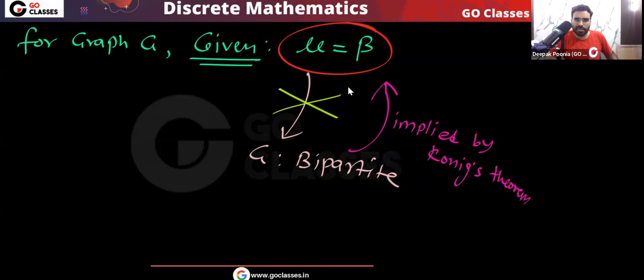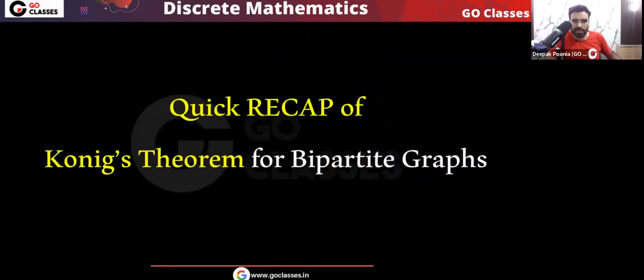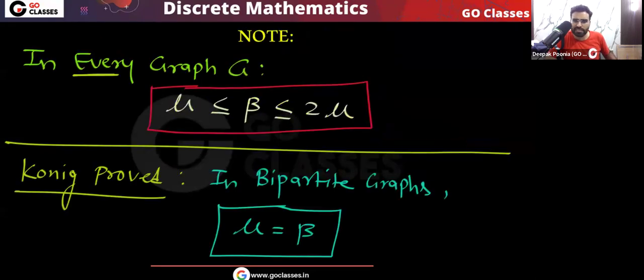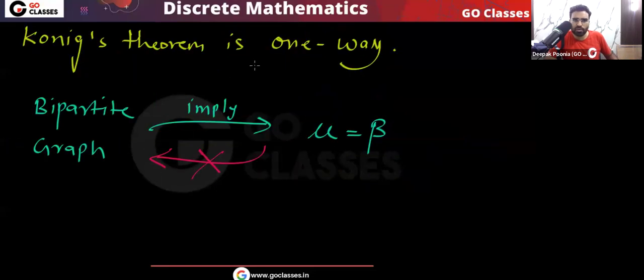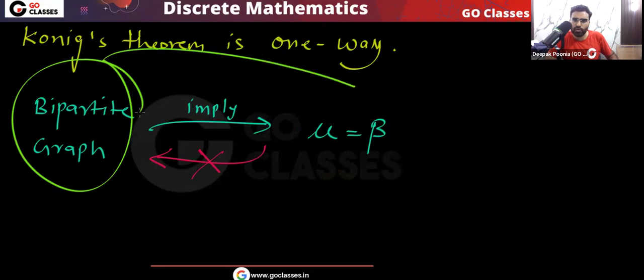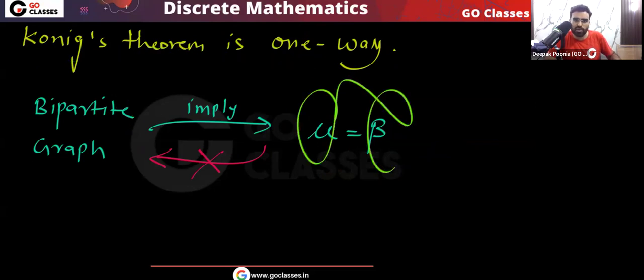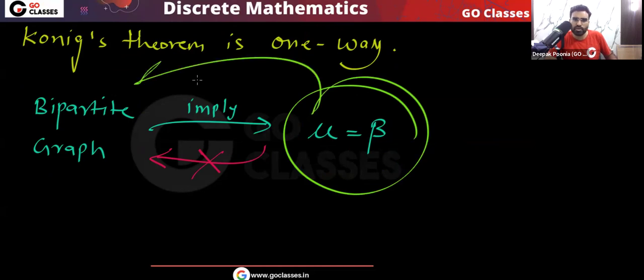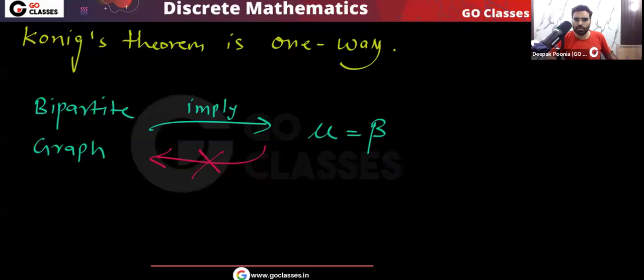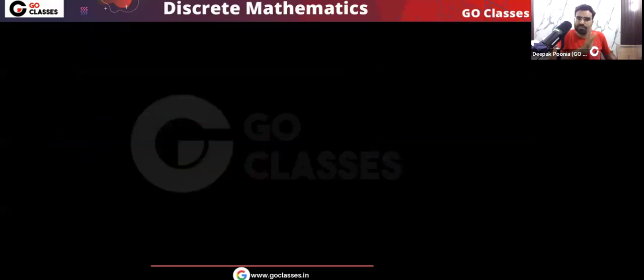Okay, but remember, if mu is equal to beta in a graph, then it does not imply that the graph is bipartite. I told you this when we were discussing König's theorem in our lectures. König's theorem is one way. If your graph is bipartite, then definitely mu will be equal to beta, meaning matching number is equal to vertex cover number. But in a graph, if mu is equal to beta, it does not imply that the graph is bipartite. So König's theorem is one way. This is what we have seen in our lectures.